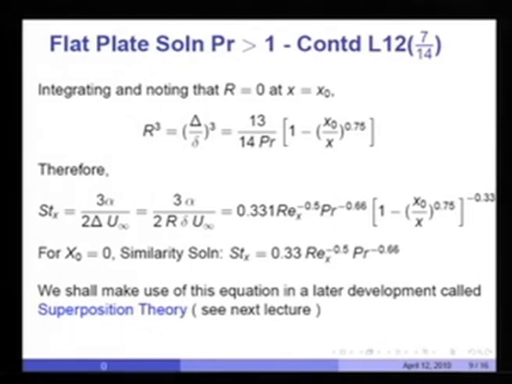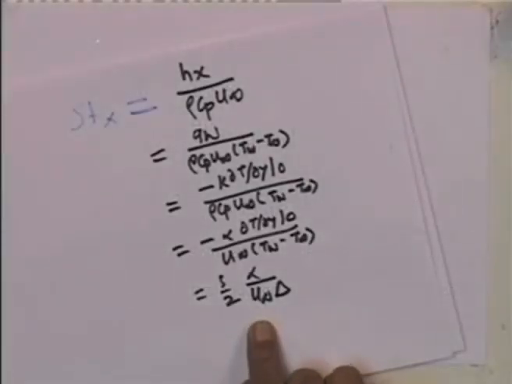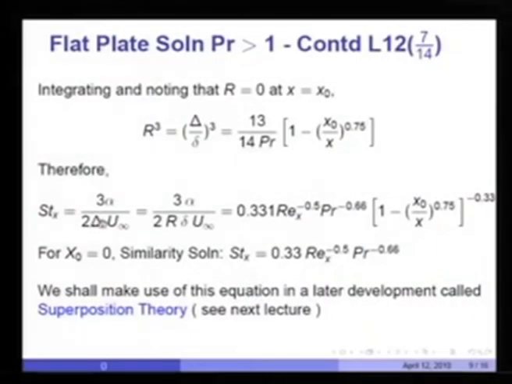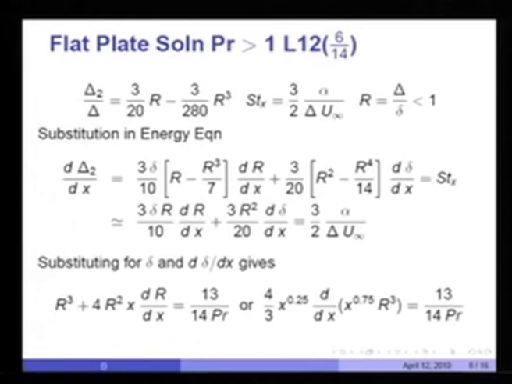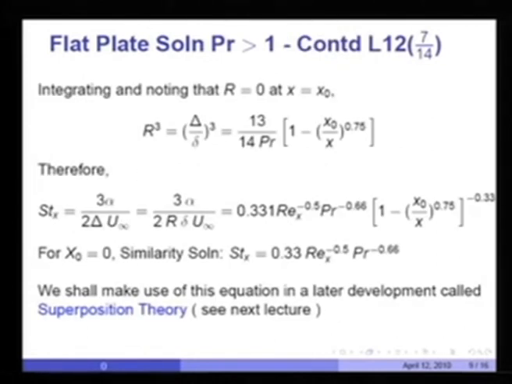And therefore, now if I substitute this value, then you will see that Stanton x, which was already shown to be equal to 3 by 2 alpha u infinity delta. This definition, delta would be r times small delta, and r is given by that expression, and delta already is known as under root 280 by 13 nu x by u infinity, will give you this relationship.